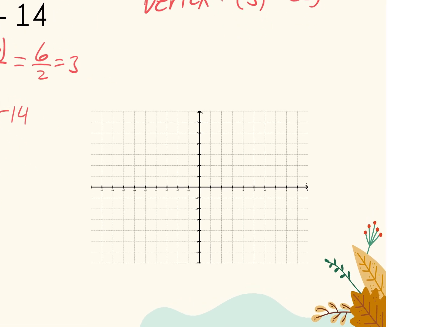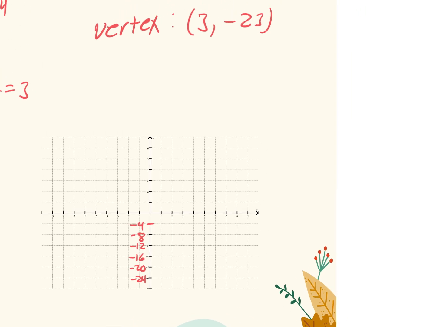If we do it on this graph, it's going to go off the graph. It's way down there. So I'm going to change the axes. I'm going to make it go by 4s. So I'm going to make this a negative 4, negative 8, negative 12, negative 16, negative 20, and negative 24. All right, so I'm just going by 4s. I'm going to find 3, negative 23. It's going to be right here.